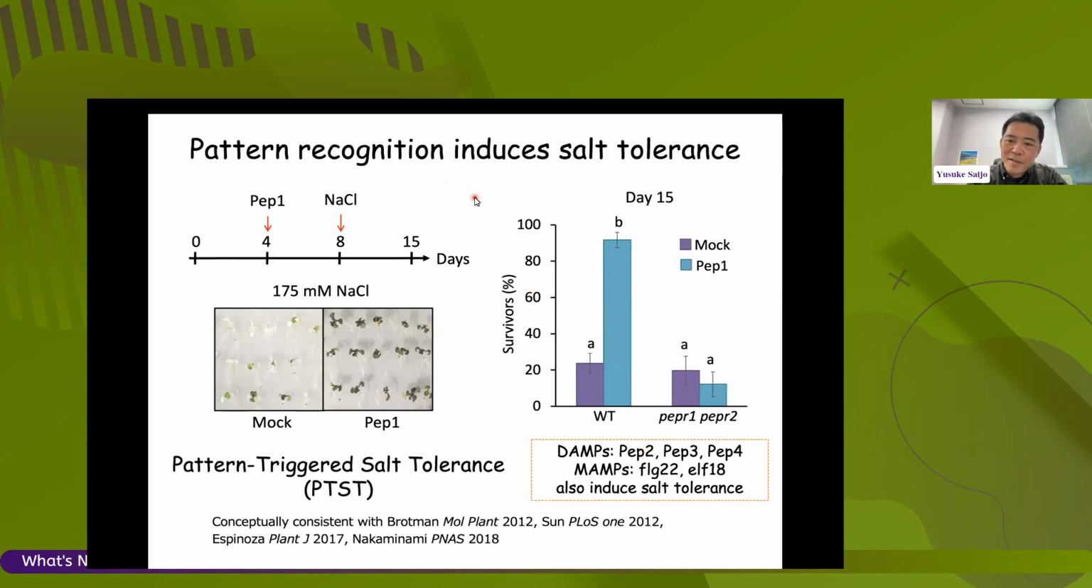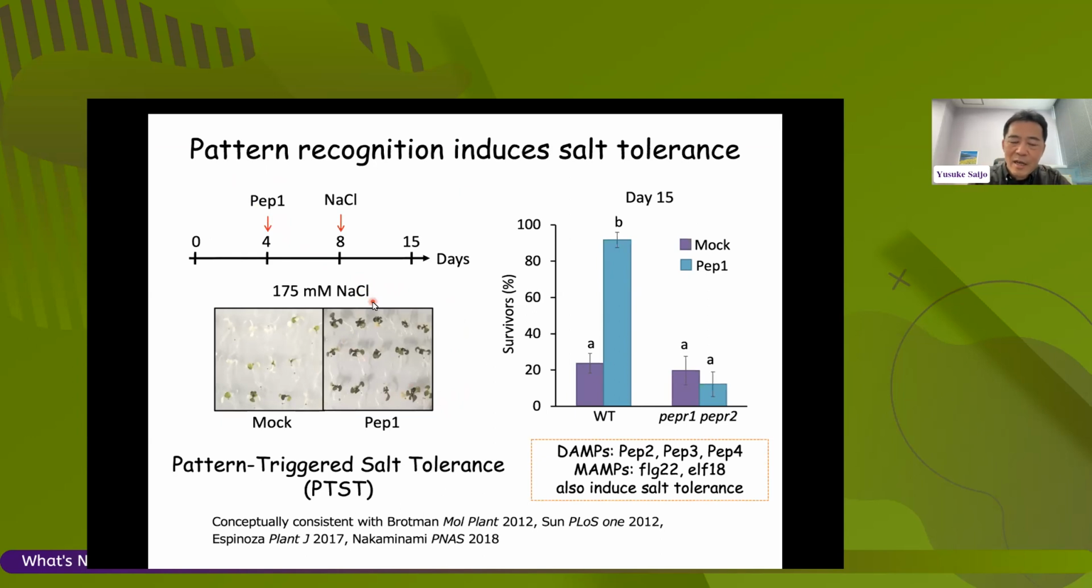To test this, we undertook a very simple approach: pre-treating seedlings with PEP peptide, and then some days after, transferring the seedlings to media containing a high concentration of salt. Usually, Arabidopsis seedlings die when exposed to more than 100 millimolar, like 175, but this could depend on some other conditions.